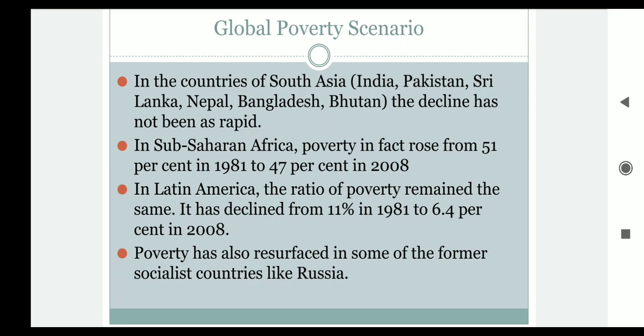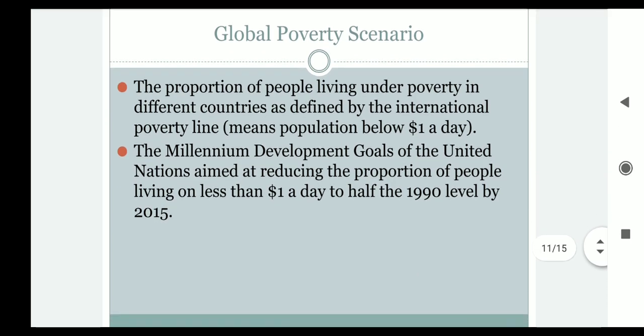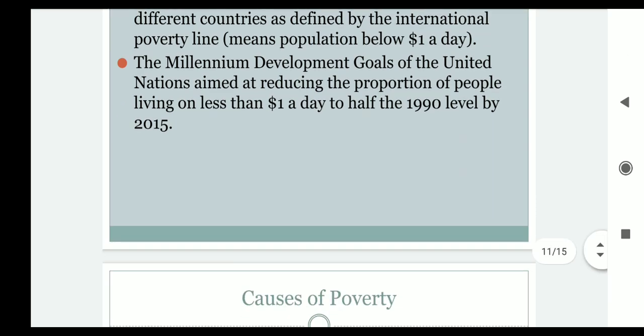Poverty has also resurfaced in some of the former socialist countries like Russia. The proportion of people living under poverty is different in different countries as defined by the International Poverty Line, meaning population below $1 a day. The Millennium Development Goal of the United Nations aimed at reducing the proportion of people living on less than $1 a day to half the 1990 level by 2015.